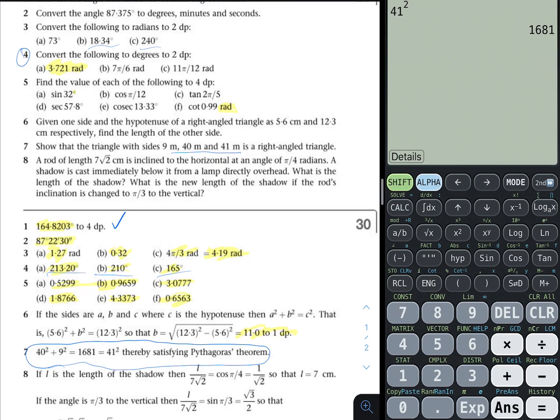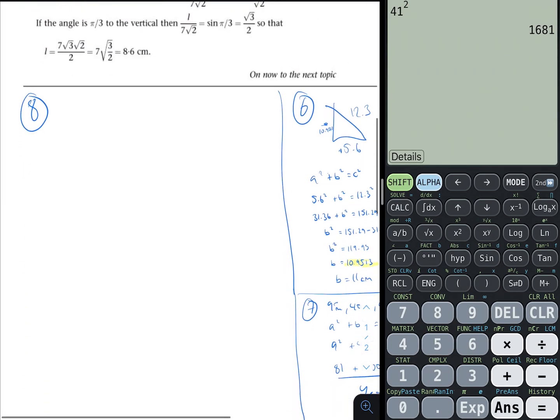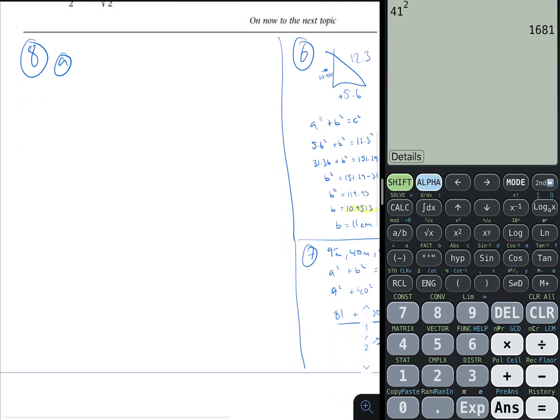All right, a shadow is cast immediately below it from a lamp directly overhead it. Okay, what is the length of the shadow? What is the new length of the shadow? Okay, so it's 2 questions. Let's deal with the first part first. Let's go 8a. Cool. What they're saying is that you've got a rod that's cast in the air, right, and that produces a shadow, right?